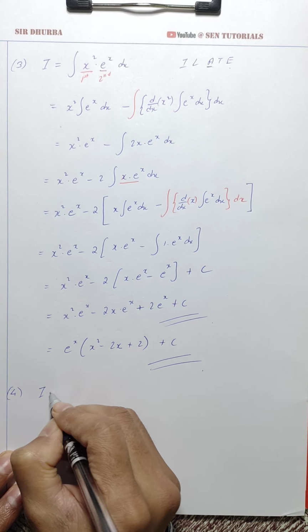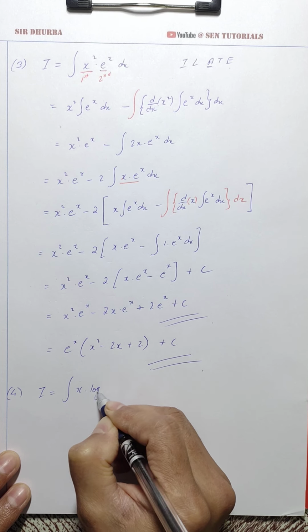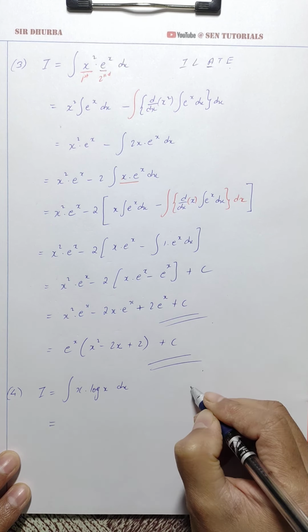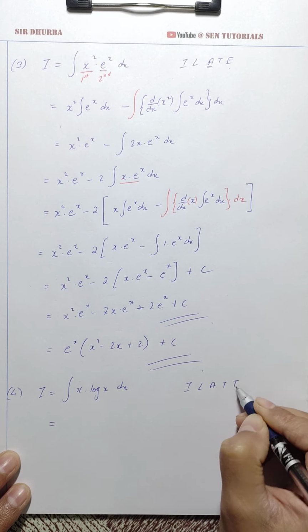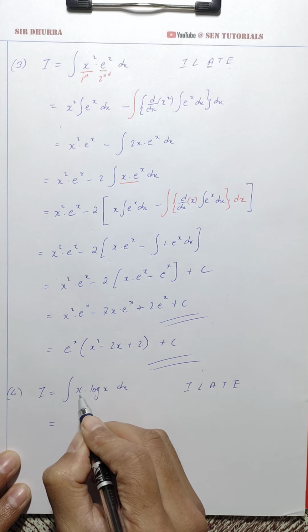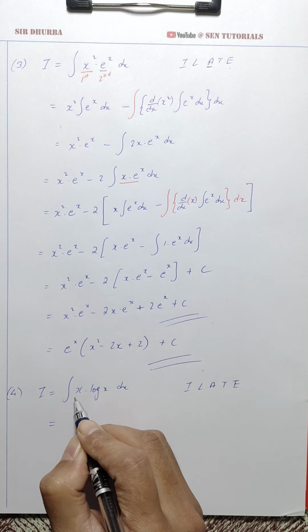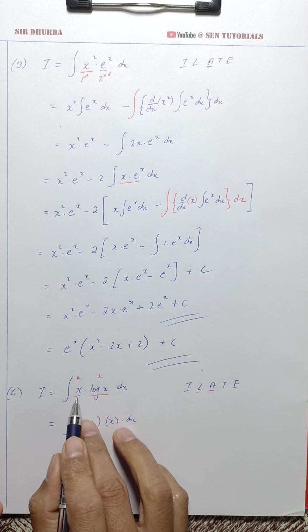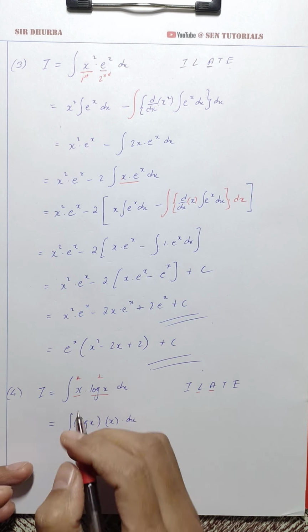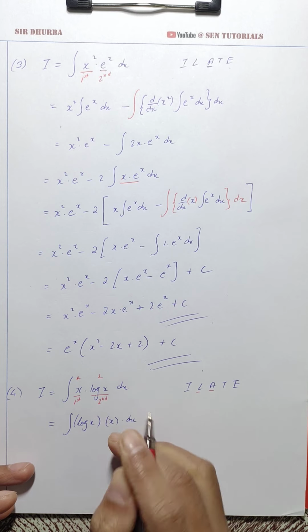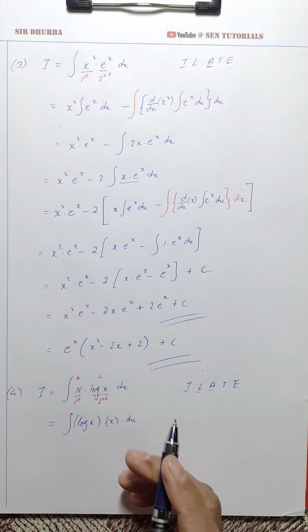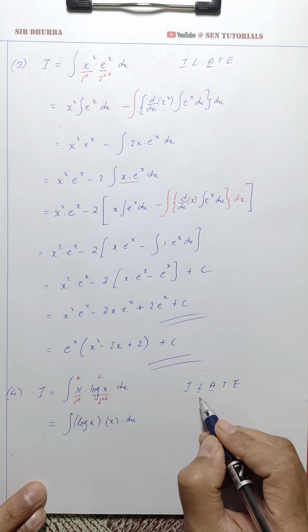Alright, number 4, that is I equal to integration of x log x with respect to x. So again, ILATE. So what comes first? We have here algebraic, logarithmic. Algebraic, logarithmic. What comes first? Logarithmic comes first, then only algebraic. So I'll just rearrange this once again. So I'll write it as log x into x with respect to x. Alright, you can try in this format, taking this as the first and second. And after that, you will know whether it would be simpler or this. Following this sequence will be simpler for you. Alright? But I'll be following this ILATE.